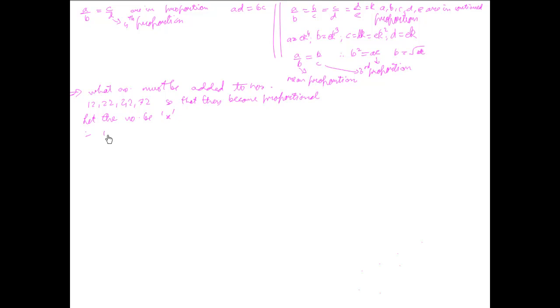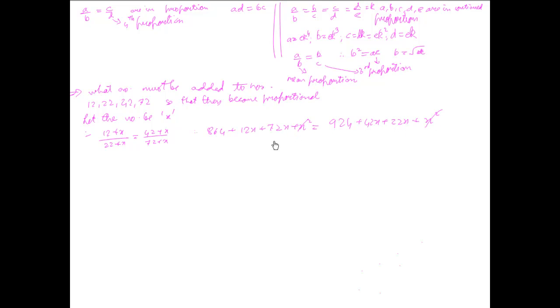Therefore, we get (12 + x)/(22 + x) = (42 + x)/(72 + x). Now children, we cross multiply. So this simplifies to 12 times 72, that's 864, plus 12x plus 72x plus x squared, is equal to 42 times 22, that's 924, plus 42x plus 22x plus x squared.